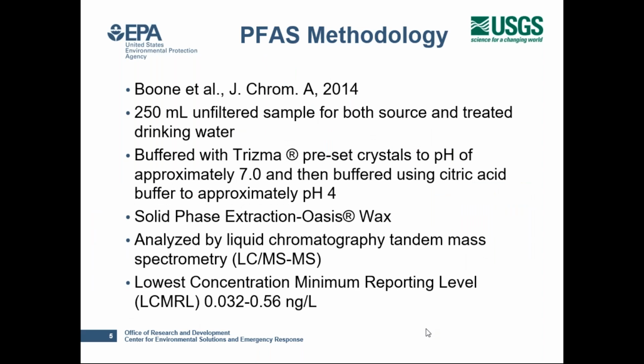For the method, this is not method 535 or 537 or 537.1. This is one that was developed in the US EPA Office of Pesticide Programs, OPPTS, by Scott Boone. Basically, it's a 250 ml sample that he extracted using an Oasis WAX cartridge. That's the primary difference between it and 537. He used LC-MS to analyze it, and he had really pretty low reporting levels. Every analyte was less than 1 nanogram per liter. And that's going to play into the frequency of contaminants that we saw.